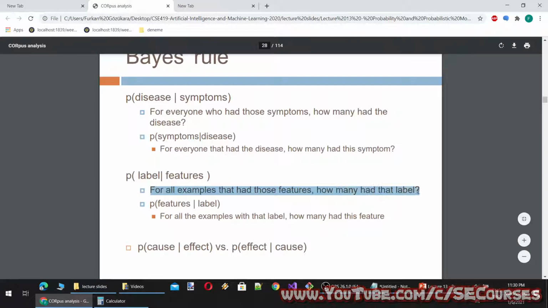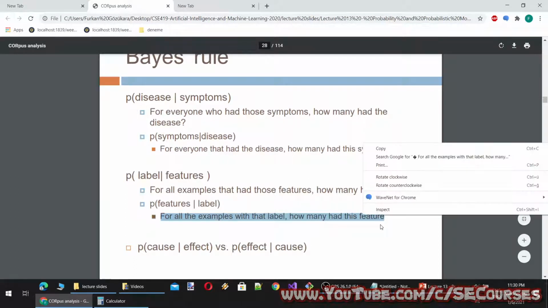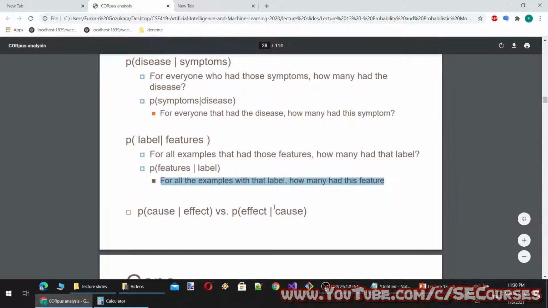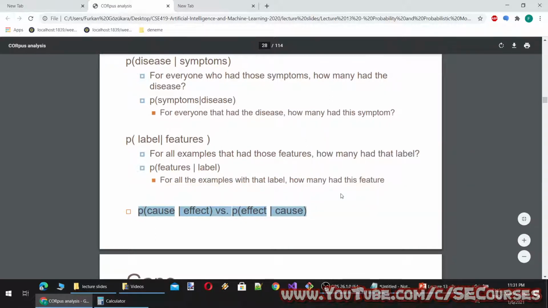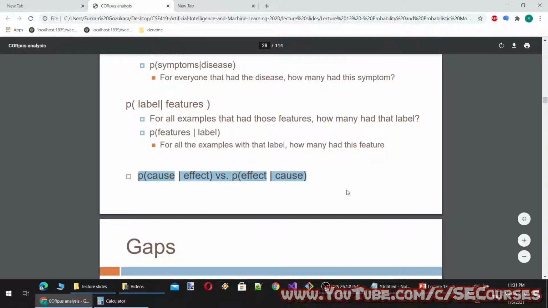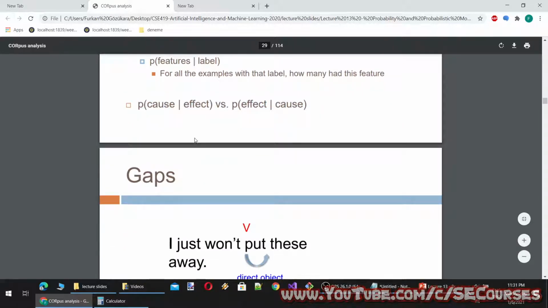P(label|features): for all examples that had those features, how many had that label? P(features|label): for all the examples with that label, how many had this feature? P(cause|effect) versus P(effect|cause).